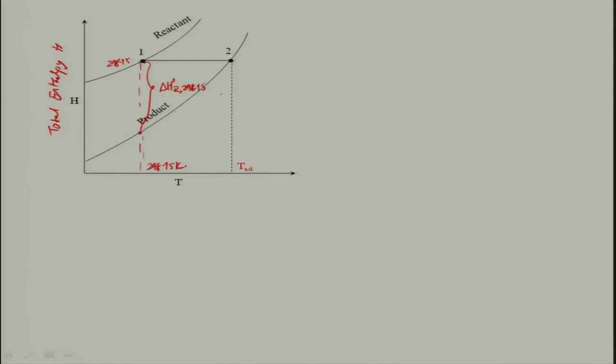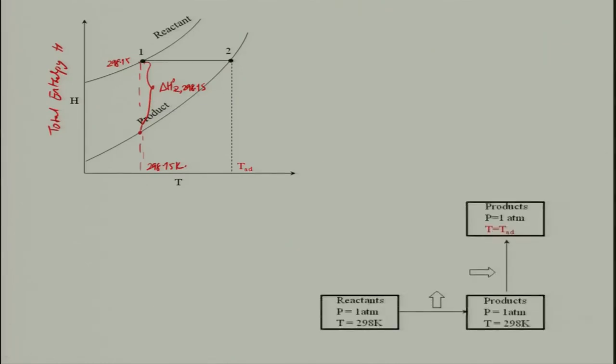So, more pictorially, the reactant has 1 atmospheric pressure and 298.15 Kelvin, it goes to the product, and this is the heat of reaction. And then this heat will be utilized to take this product to T-adiabatic. This is just to explain to you, but in an actual situation, is it happening? No. Just to explain, I am telling you, actually it will be going on. Is that clear?